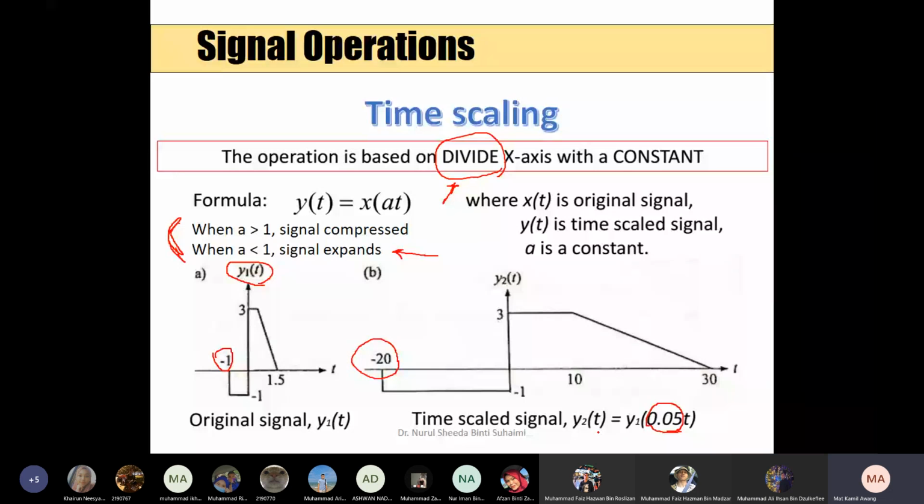Y of t at t equal to minus 1, at t equal to minus 20. So we take the value of y of t. What is the value? Where?